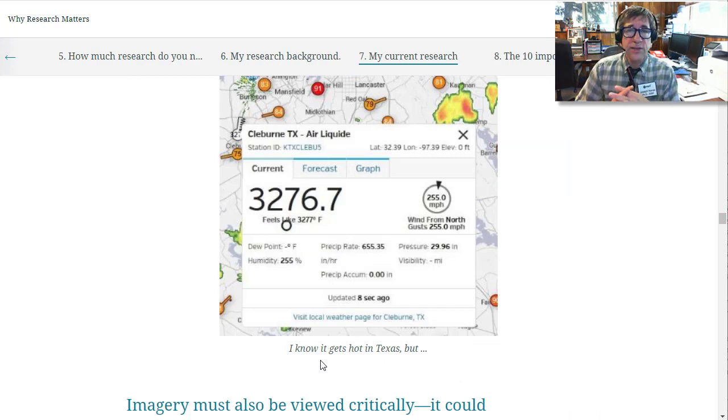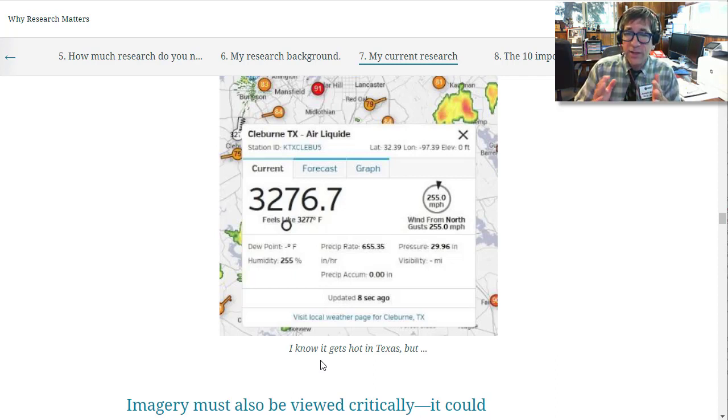The Internet of Things is increasingly feeding our mapped data and our everyday decisions about whether to wear a coat outside at the bus stop, etc. But sometimes those feeds are wrong. I know it gets hot in Texas, for example. This is really hot, really wet. Look at the precipitation rate, really humid, off the scale, and really windy.